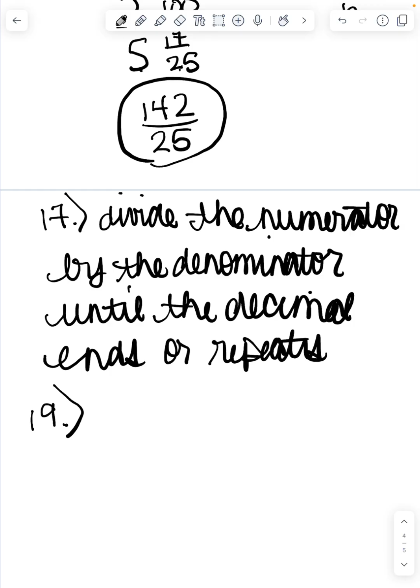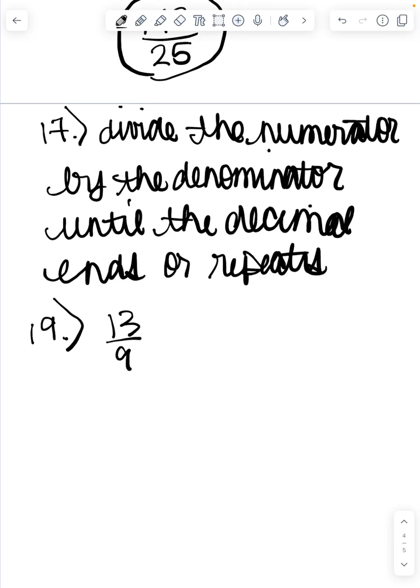Convert each fraction to a decimal. So we have 13 over 9. All right, 13 divided by 9 is what we're dealing with. This was an improper fraction, so it makes sense that we're going to have 1 before our decimal.